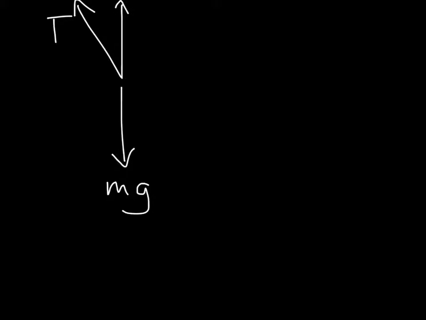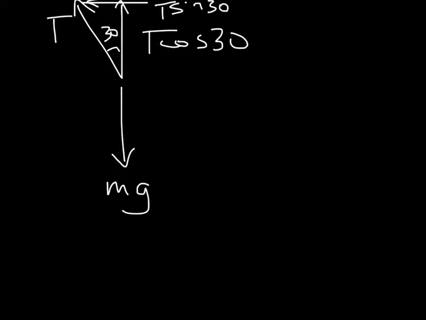If we wanted to just expand that a little bit, you have components, T cosine of 30, and that way is T sine of 30. All right, note that in the book they incorrectly labeled the angle as alpha, and then for the rest of the problem they called it theta, so just bear that in mind. We're just going to deal with 30 anyway.